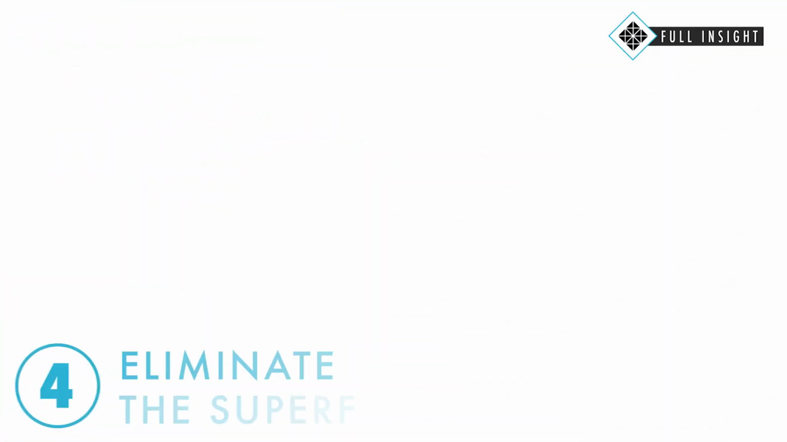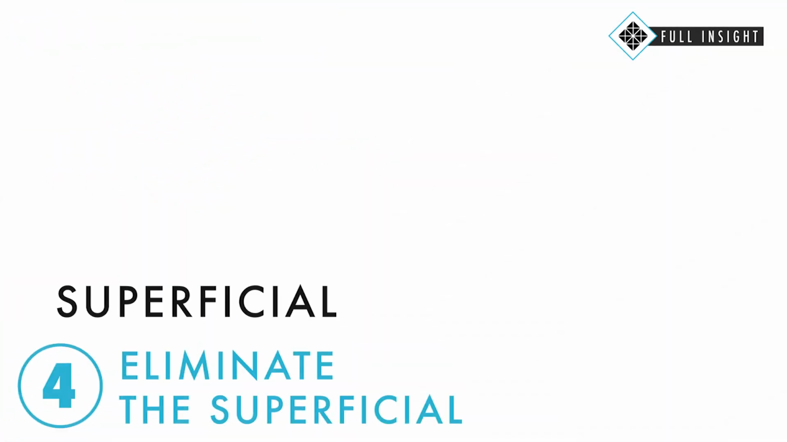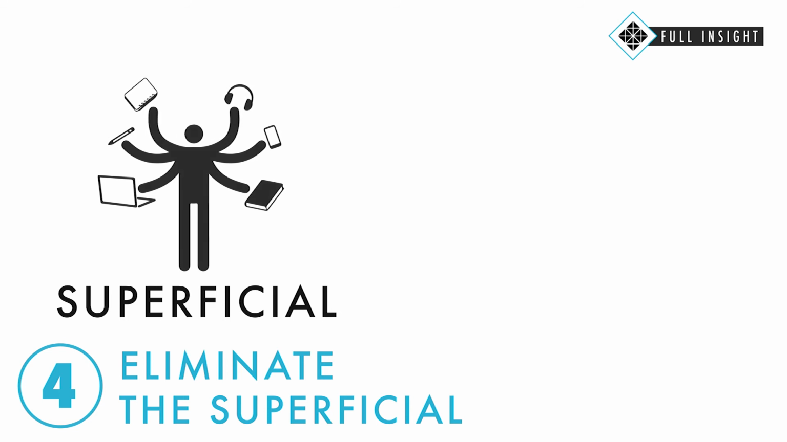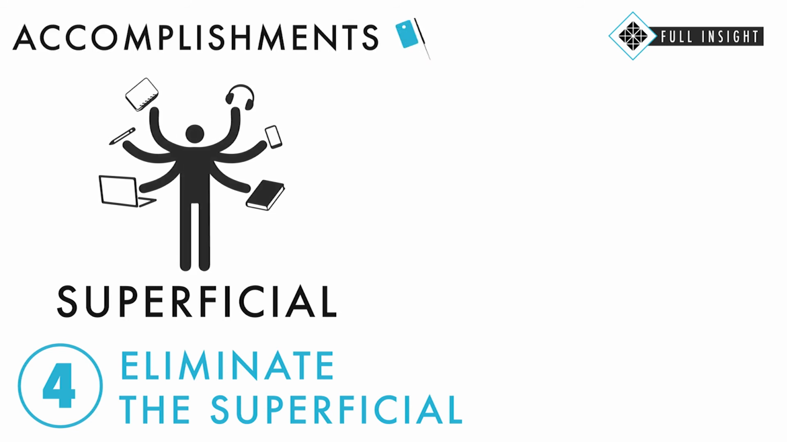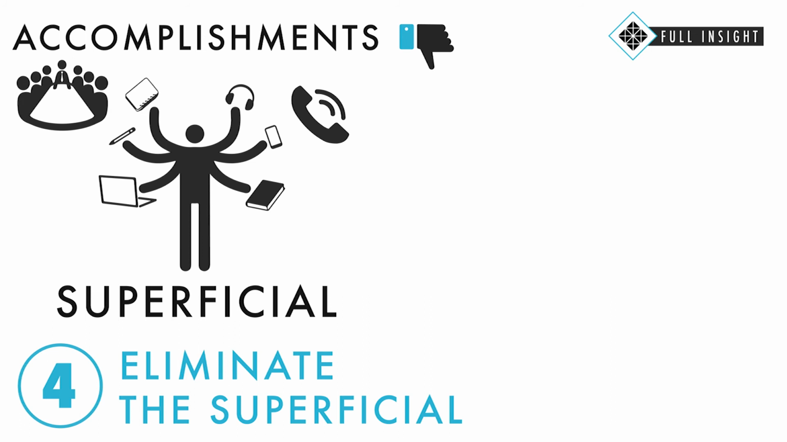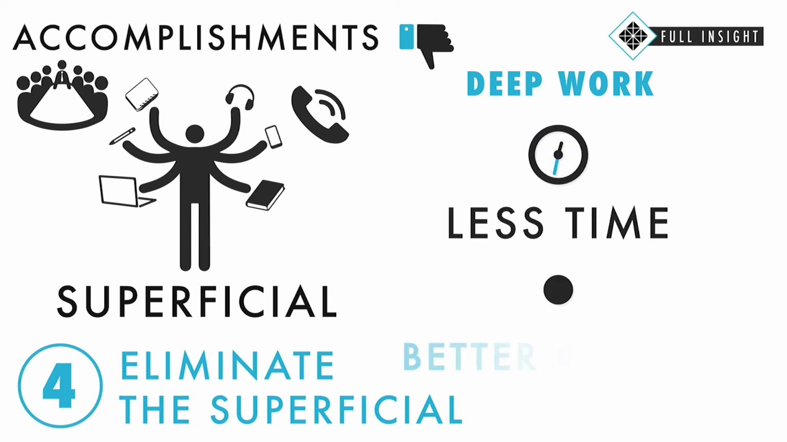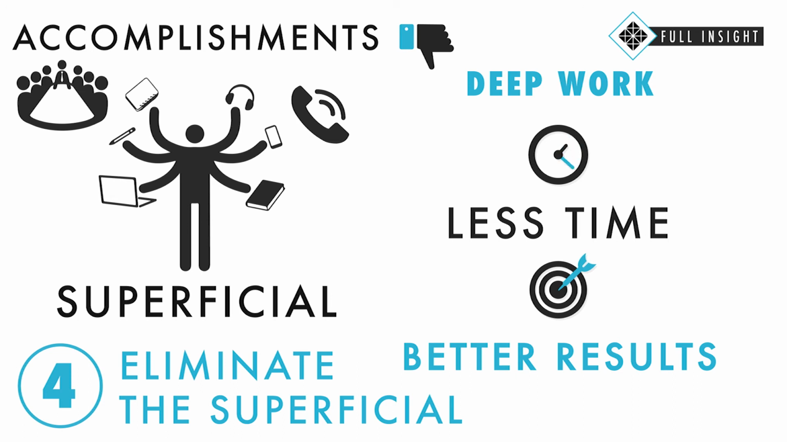Rule number 4. Eliminate the superficial. Superficial people are the ones who seem busy at all times, but they are not really accomplishing anything. Superficial work is everything that does not require intense concentration: answering calls and messages, having unnecessary meetings, etc. All of this limits your ability to fully engage in deep work. This whole process is founded upon you adopting an attitude that allows you to work less time and achieve better results. But for this to work, you must identify which are the superficial tasks that are consuming your time.